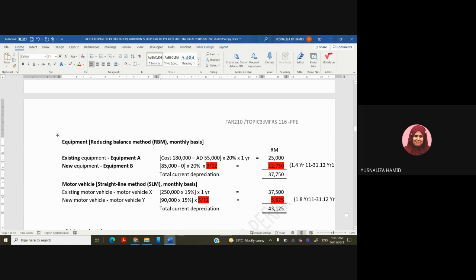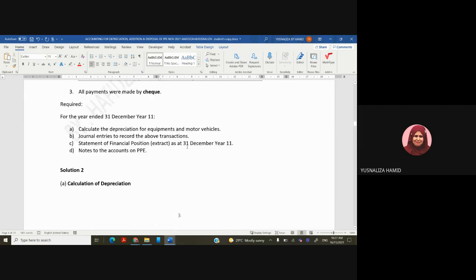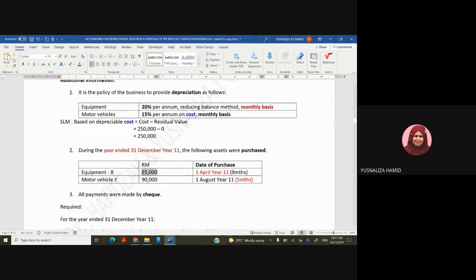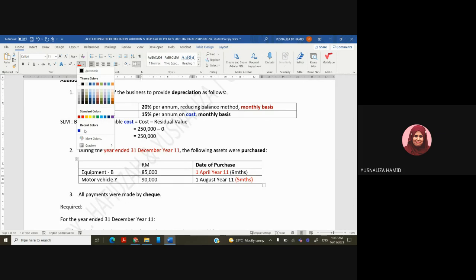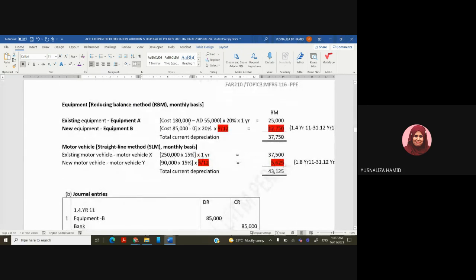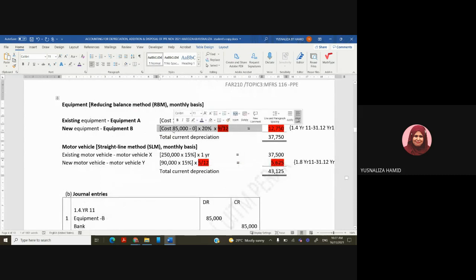However, for the asset equipment B, you take the cost, not depreciable cost. It's the cost that you purchase here. This one, this cost. I will use purple. That cost is the one that you include here. Any questions so far? No, madam.